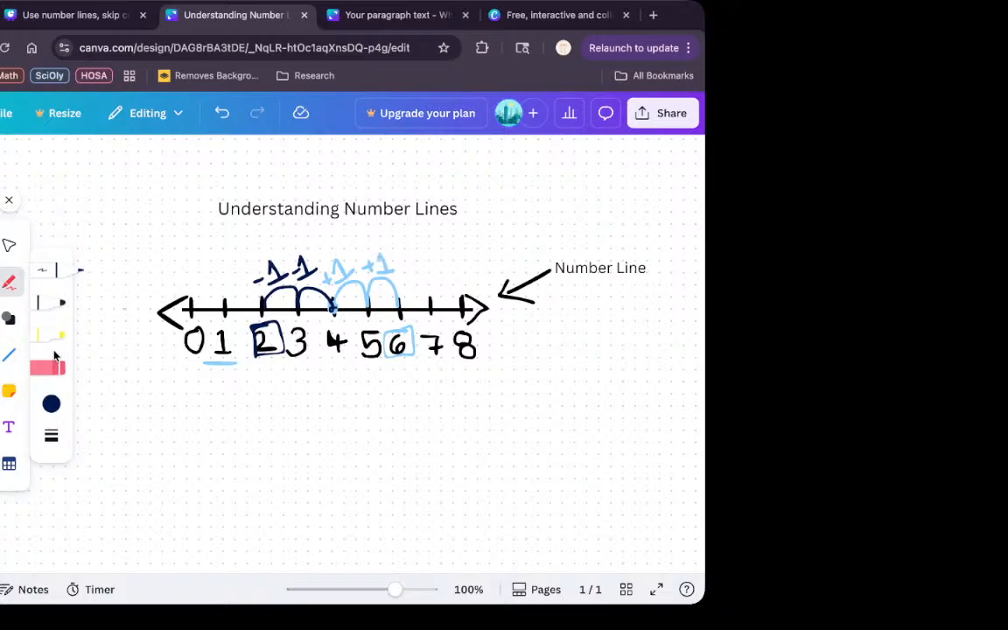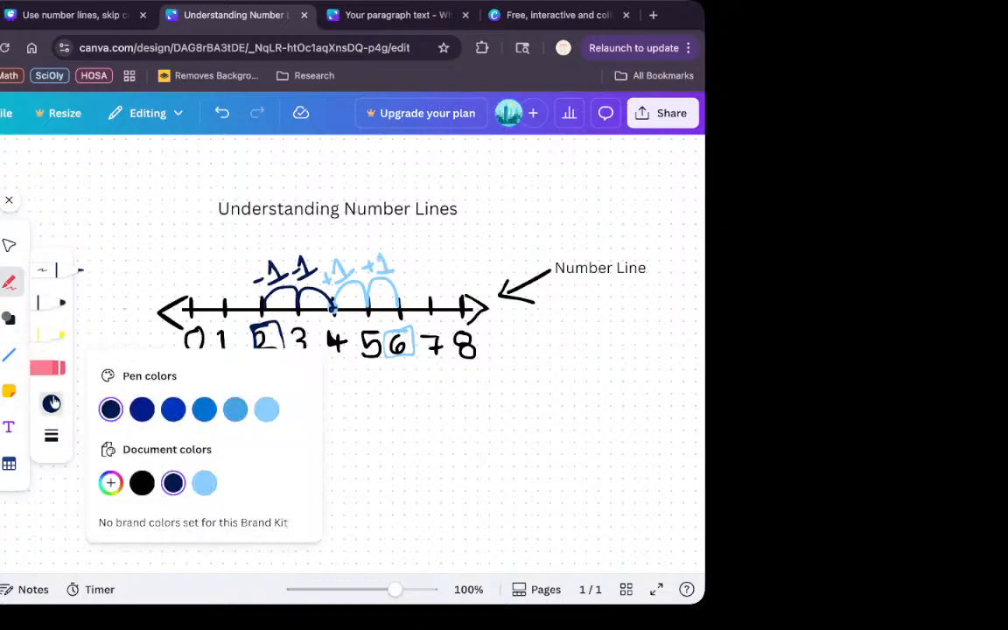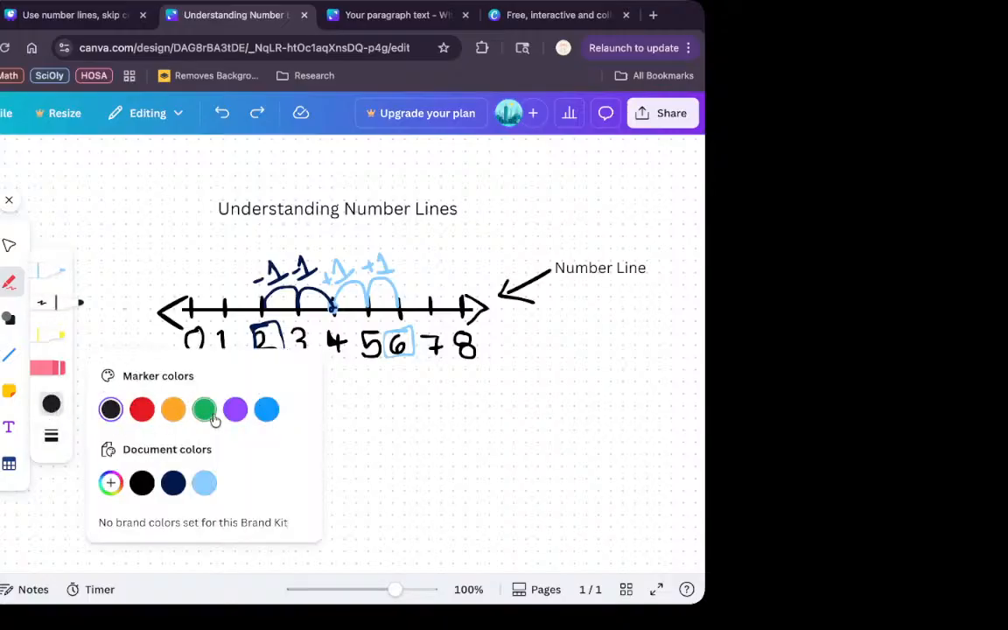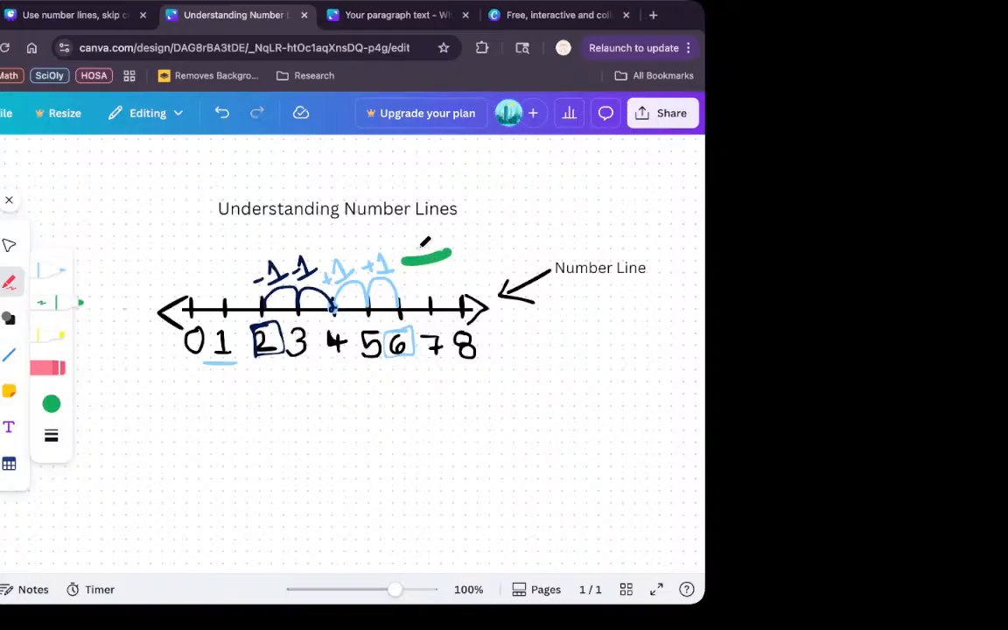So let us label this, that way we are able to understand. This is called forward, and this is called subtracting here.